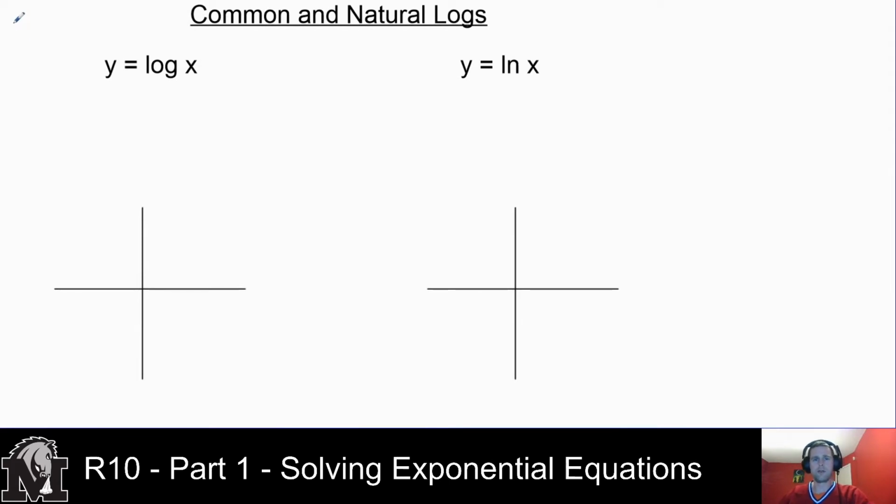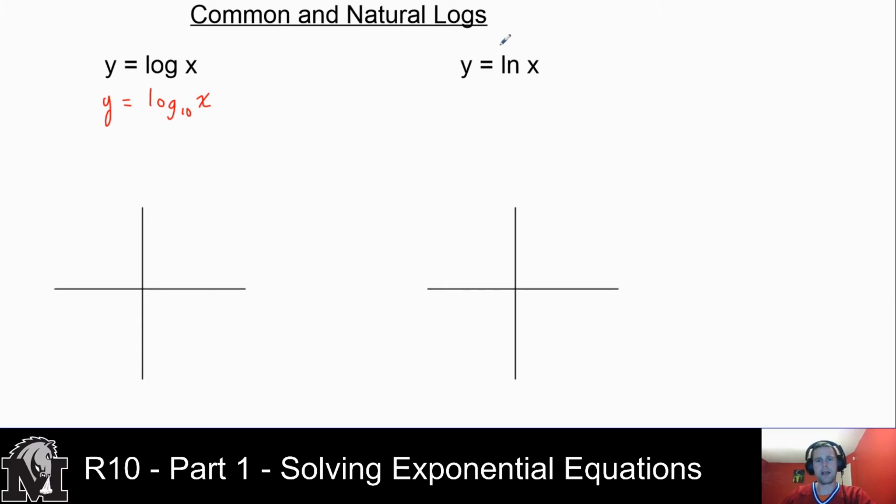And two things I want to note right off the hop. There are two types of logs that you're going to see more often than the other ones, and they are the common log and the natural log. So the common log just looks like this, y equals log of x, and there's no number after the log. If there's no number after the log, it is assumed to be a 10. So I could rewrite this as y equals log base 10 of x. That's what we call the common log.